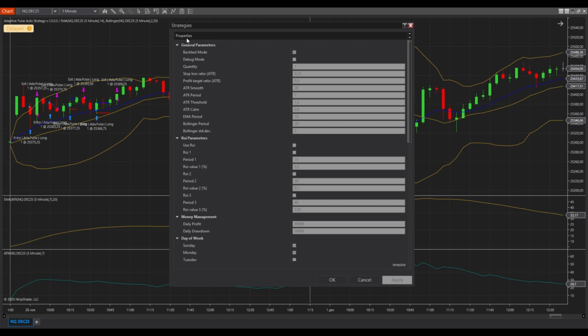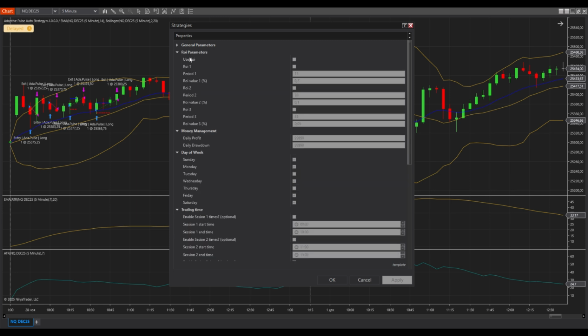ROI parameters. ROI exits let you take profits based on percentage returns in time and trade. Use ROI enables or disables ROI-based exits. You can configure up to 3 ROI levels. Each level has an enable toggle, a period in bars since entry, and a ROI value percentage.